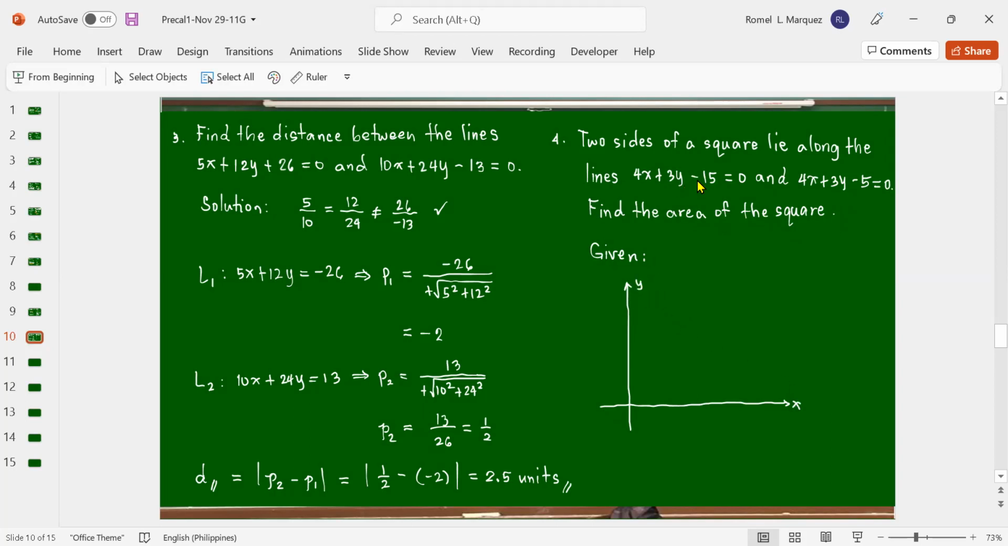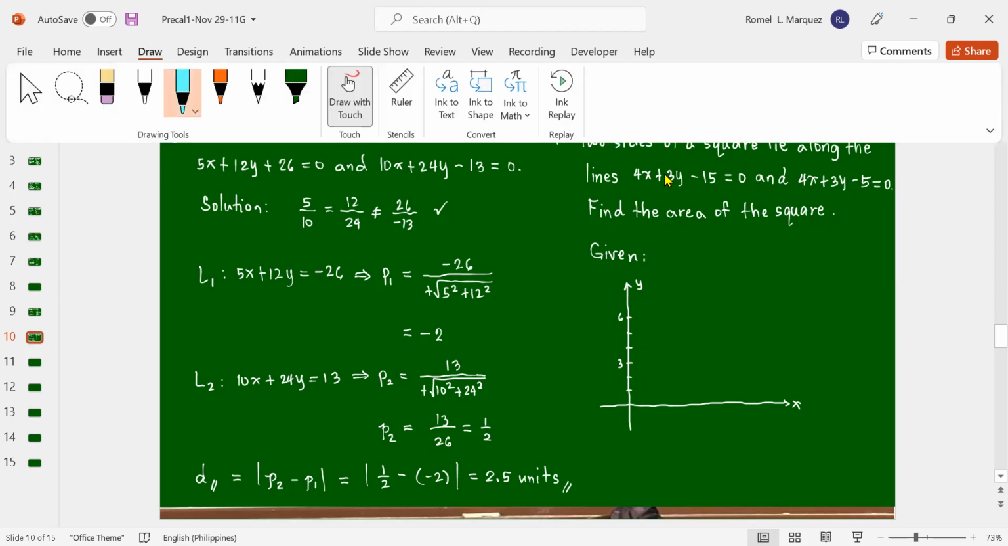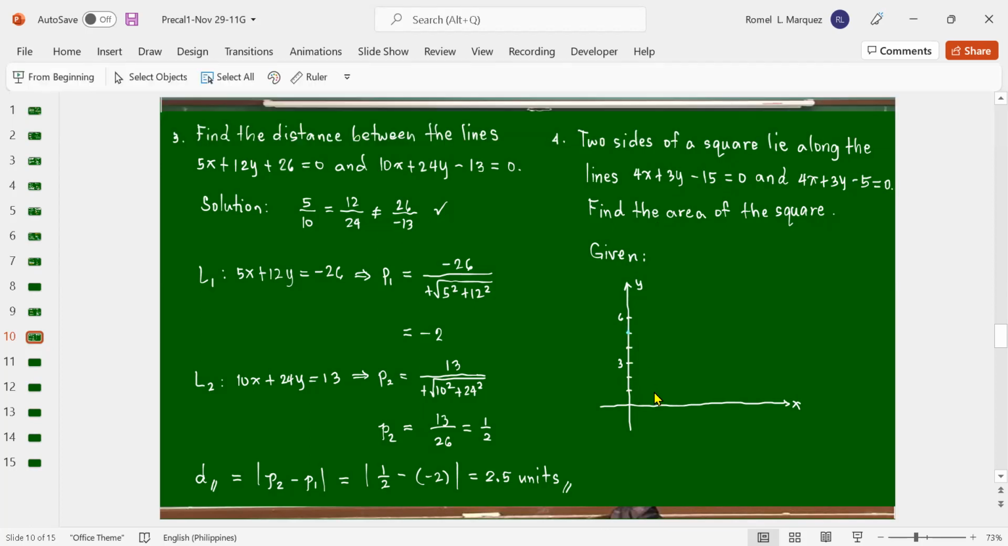So for the first line, when x is 0, what's the value of y? 5, no? So 1, 2, 3, 4, 5, 6. So this is 6. This is 3. So the value is, when x is 0, 5. 1, 2, 3, 4, 5. So (0, 5). Okay? Next, when y is 0, so that is 15 over 4.